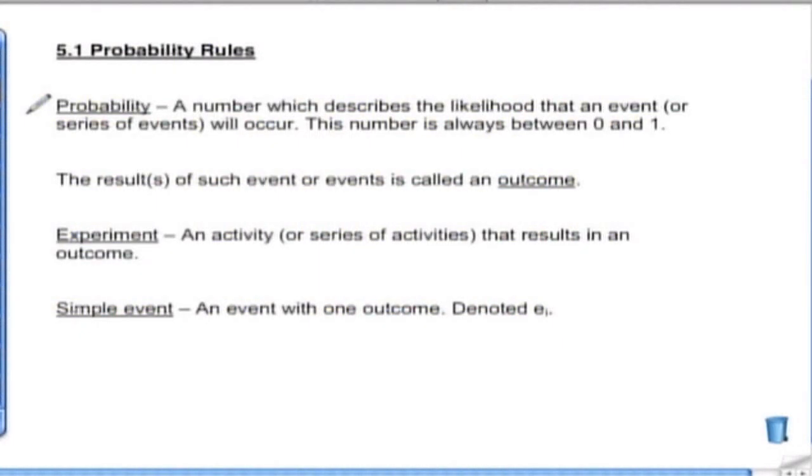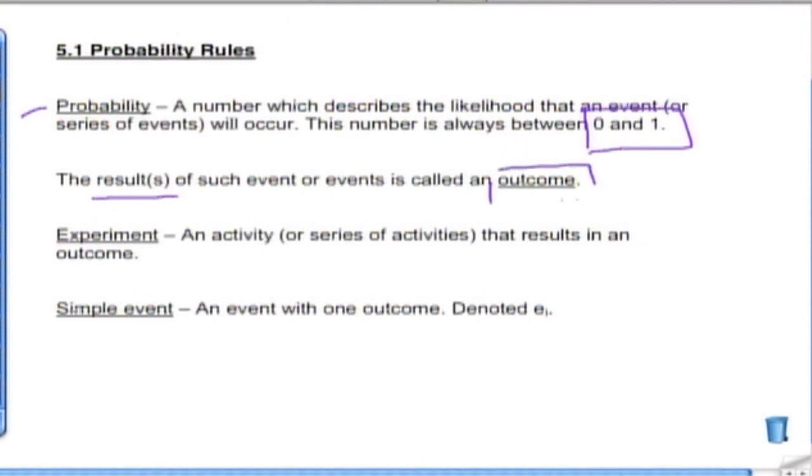Okay, so a probability by definition is some number that describes the likelihood that an event or series of events is going to occur. It's always a number between 0 and 1. So you know if a number is greater than 1 or negative, that it's definitely not a probability. Okay? The result of these events is called an outcome.